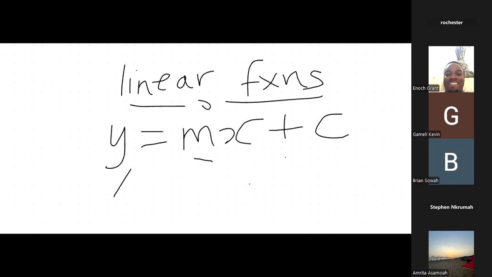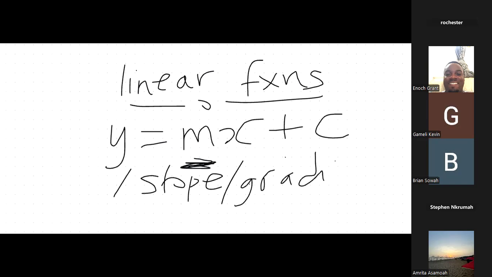The y values. And the m here, the m that I've underlined, is the gradient, or the slope. So when we say slope or gradient, you are talking about the m. And then the x here is representing the domain.